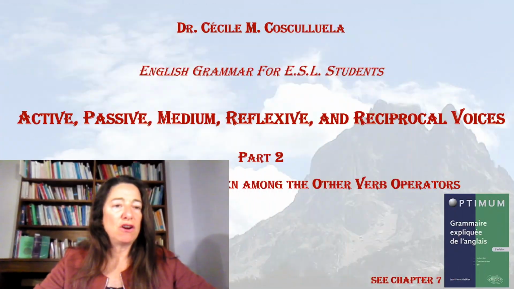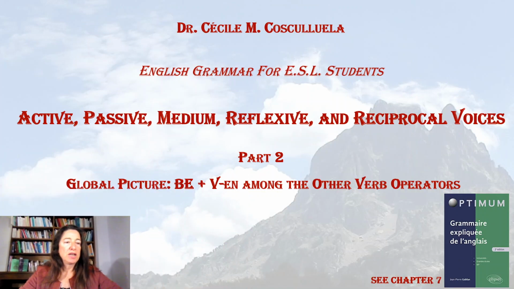Welcome to this ESL video on English grammar, and more precisely on the passive voice. In this second video on the passive voice, we're going to focus on the global picture of verb forms, and more precisely, the point is to know how to conceive of B plus VEN among the other verb operators. Where does it stand? How does it work?